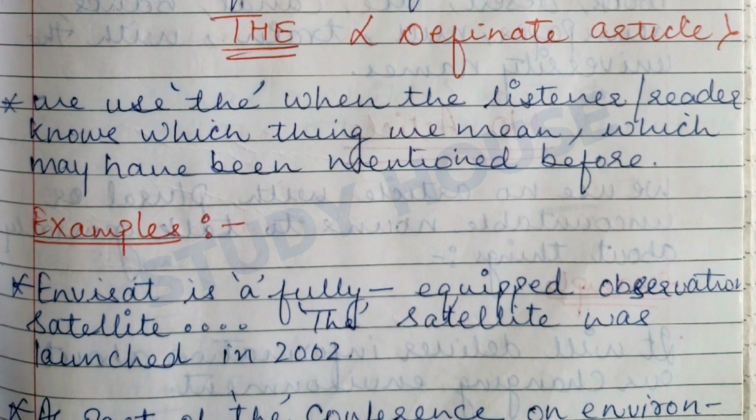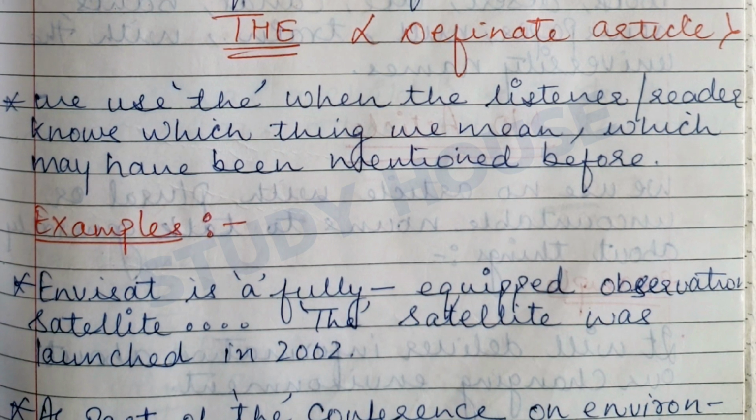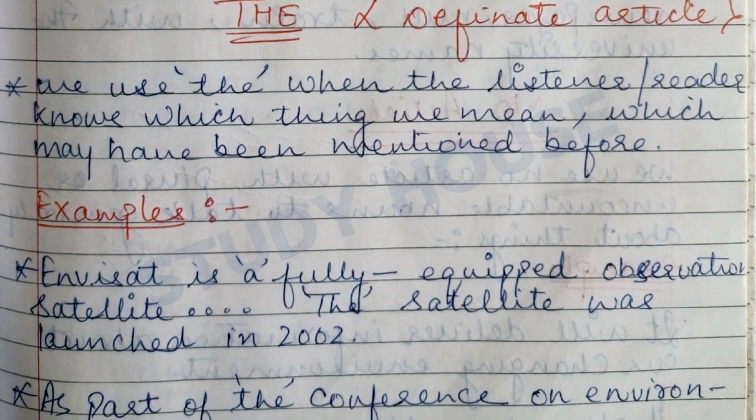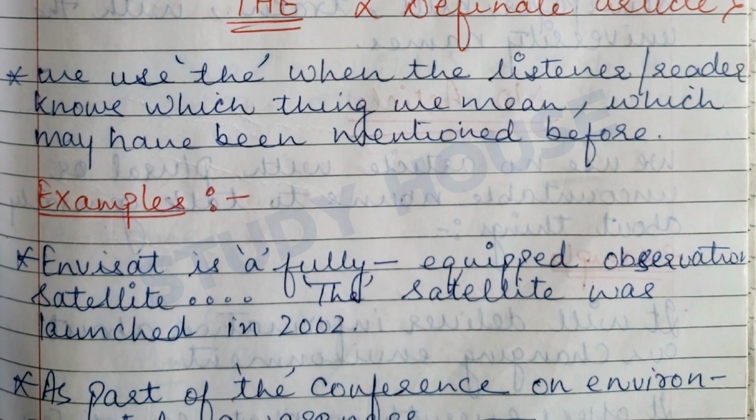Today we are going to learn about the article "the", which is a definite article. We use "the" when the listener or reader knows which thing we mean, which may have been mentioned before.